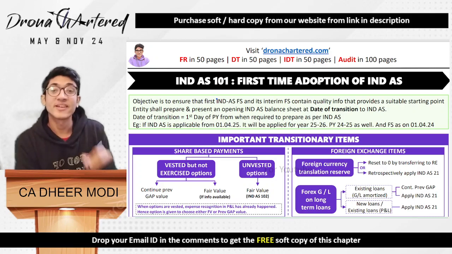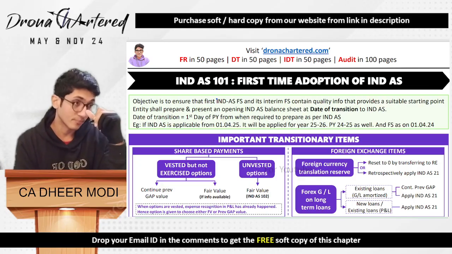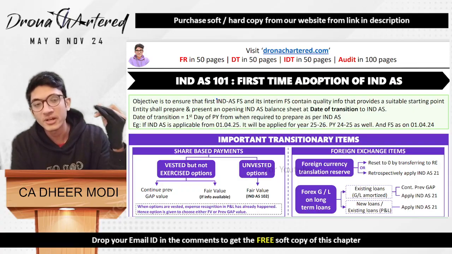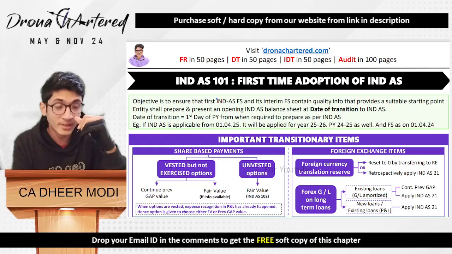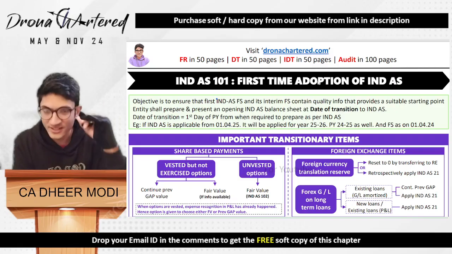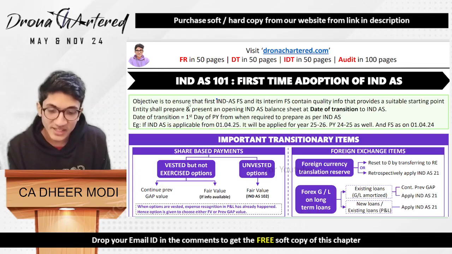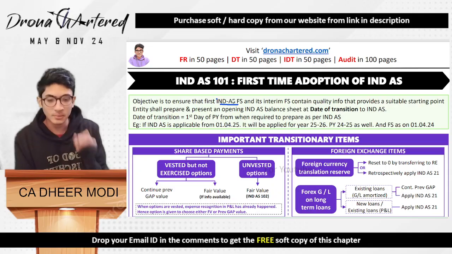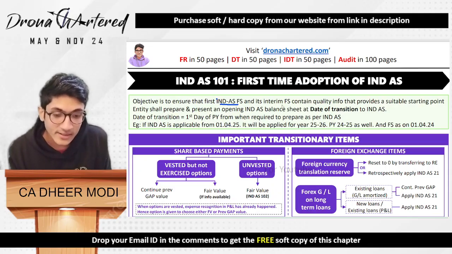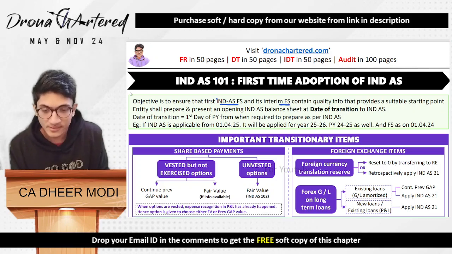Hello. Welcome to our next chapter, that is your IND AS 101, which talks about your first time adoption of IND AS. So basically, any company, any corporate, when they are going to choose IND AS, they are going to make the financial statements as per IND AS for the first time. This is for them. So the objective is to ensure that the first IND AS financial statements, because before this the financial statements were not being prepared as per IND AS, and its interim financial statements contain quality information that provides the suitable starting point.